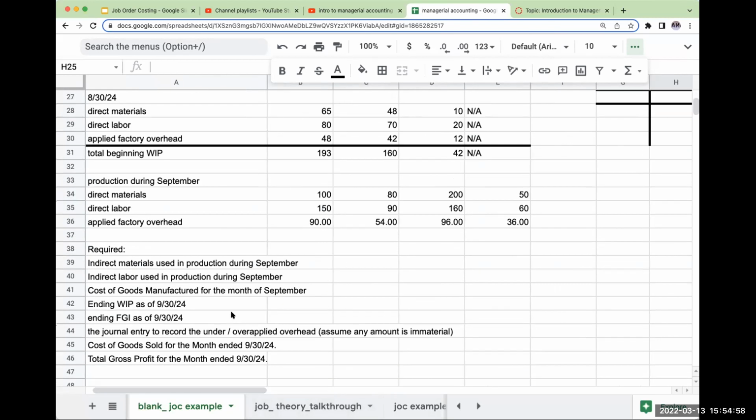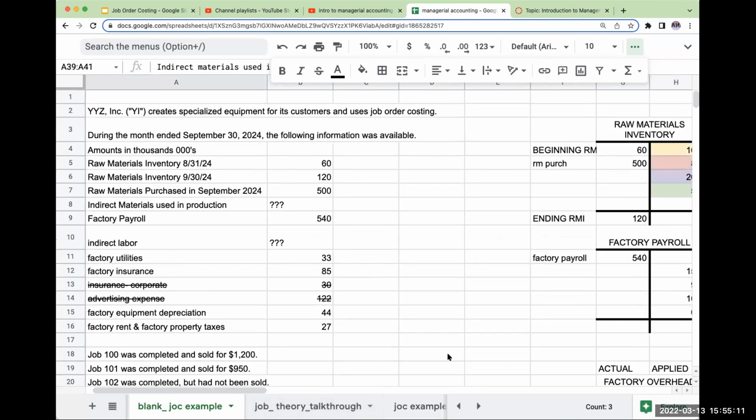In the next video, we're going to look at how we determine indirect materials, indirect labor, cost of goods manufactured, and then our ending work in process account. So that's what we'll do on the next video.